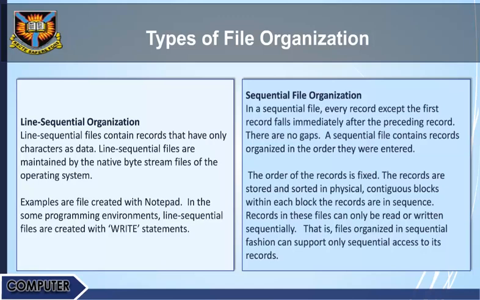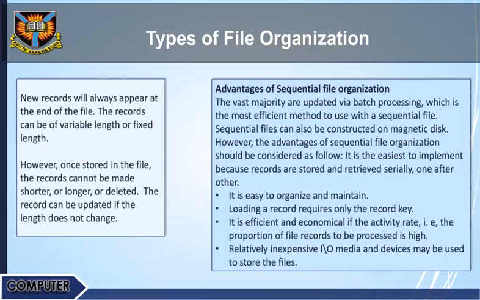Records in these files can only be read or written sequentially. That is, files organized in sequential fashion can support only sequential access to their records. New records will always appear at the end of the file. The records can be of variable length or fixed length. However, once stored in the file, the records cannot be made shorter or longer or deleted. The record can be updated if the length does not change.